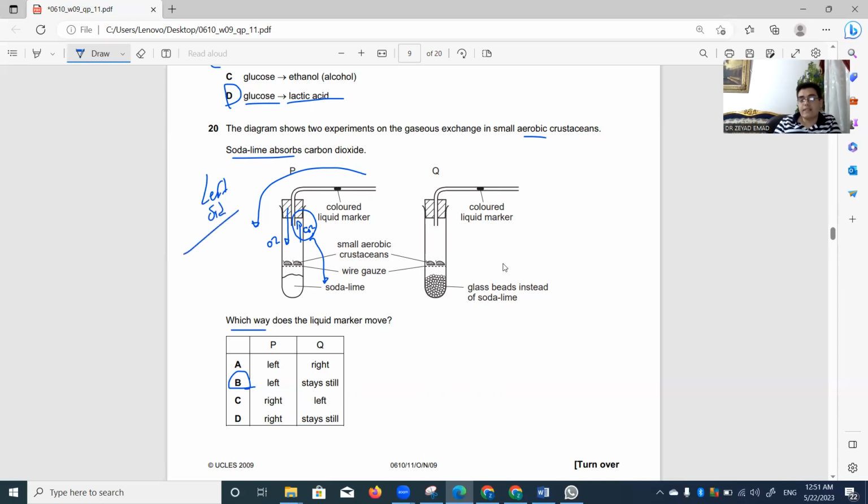Here stays still. Why? Because we have glass beads instead of soda lime. So oxygen is taken and the carbon dioxide is given out without being absorbed by soda lime.